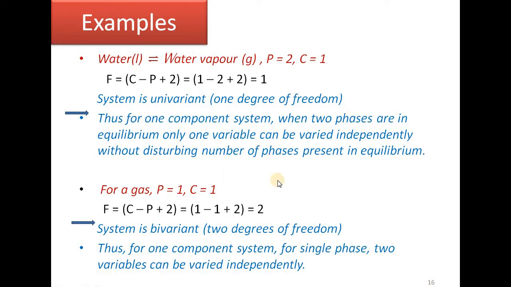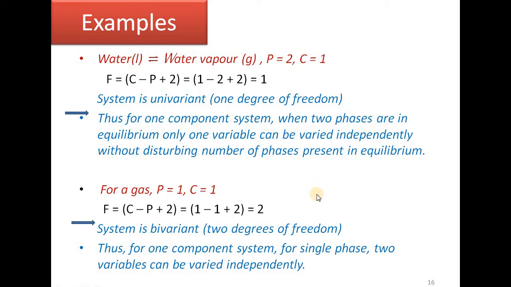Now, for a one component system, when there is only one phase, for example the gaseous phase, P is equal to 1 and component is already equal to 1, as we are talking about a one component system. So degrees of freedom in this case comes out to be 2. So in the case of a one component system, for a single phase, the degrees of freedom are 2. So two variables can be independently varied. Temperature and pressure both can be varied for a single phase in a one component system. All these things will be more clear when we study the phase diagrams of one component systems like the water system and sulfur system.